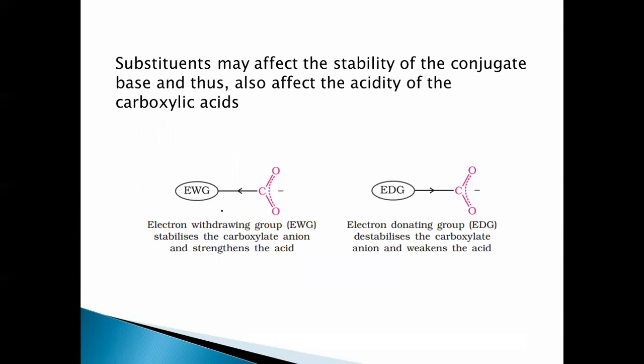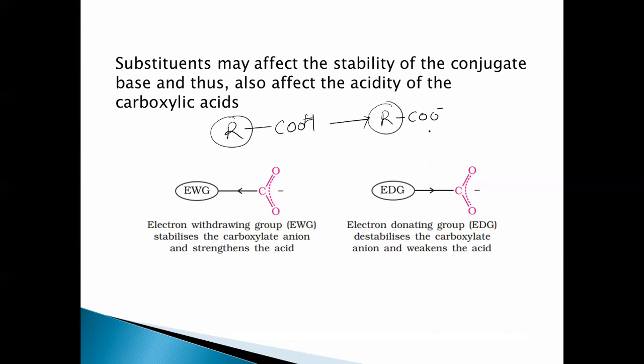Yes, the substituents will definitely affect the stability of the carboxylate ion and so the acidity of the carboxylic acids. If the substituent which is present on this carboxylate ion, this is a carboxylic acid, right? If there is a substituent, that means I'm taking it as electron withdrawing or electron donating group. If this affects the stability of the carboxylate ion, it will definitely affect the acidity of the carboxylic acid.